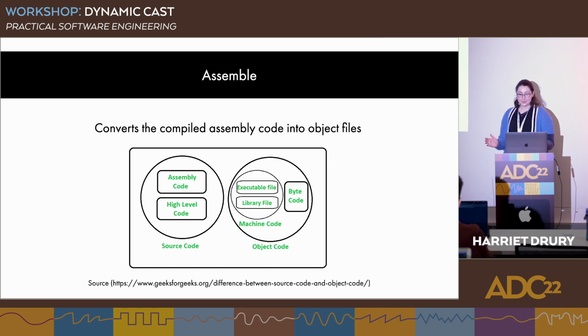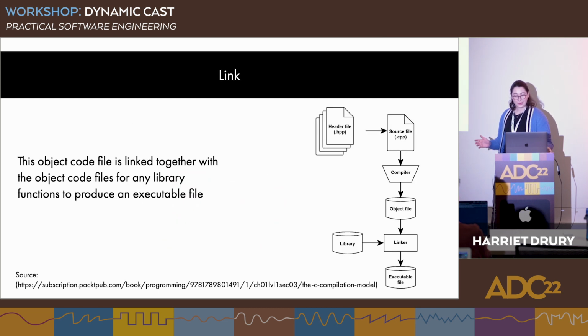And then we assemble. This is a really nice diagram that I found on GeeksforGeeks, because GeeksforGeeks is great. It shows how we go from source code to object code. We're converting the compiled assembly code into object files that the machine can read, basically. So we've got our executable, library files, things like that. And then we link it all.